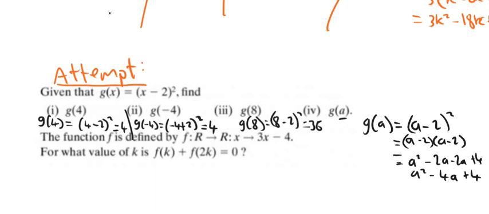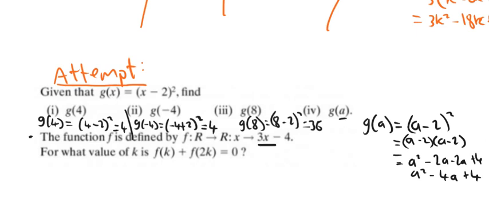Right, this question is a separate question. I should have said that it's a separate question, but this notation here, f from the reals onto the reals, x onto 3x minus 4, that's the same thing as a normal function. Don't get too bogged down on that. So for what value of k is f of k plus f of 2k equal to 0?